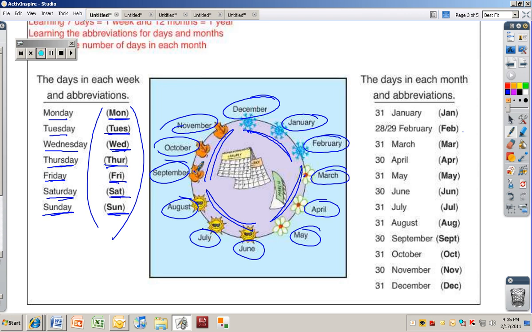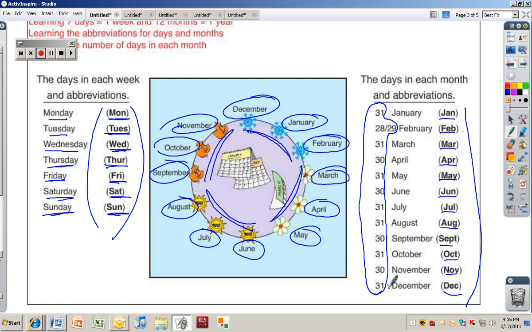And then over here we have the months of the year, and how many days are in each month. And it tells you the abbreviations for the months right here. You may want to pause the video and take a close look at those. And then over here it tells you how many days are in each month. And we can learn that. We'll have something coming up pretty soon that you'll see how to memorize that.